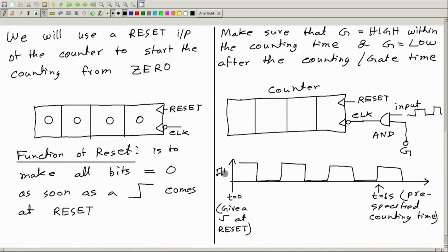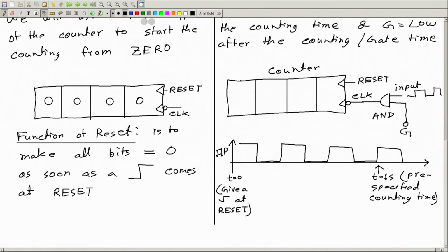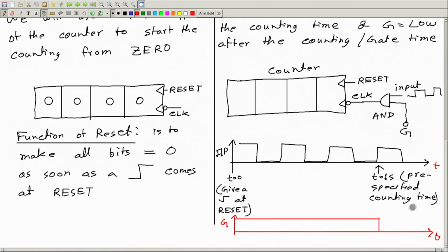So then what we have to do? We have to make sure that G is 1 from here to here, and then here it should be 0. Let me draw G. This is t equal to 0. Starting from here up to this point, G should be 1. So this is the G gate signal, and then here it should be 0. If we do not make it 0 here, then what will happen? The counter will continue to count, and the count will keep increasing. But we want to measure only the number of edges in 1 second. So after 1 second or the pre-specified time, we have to stop it.